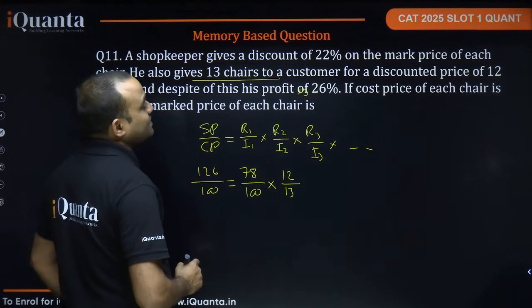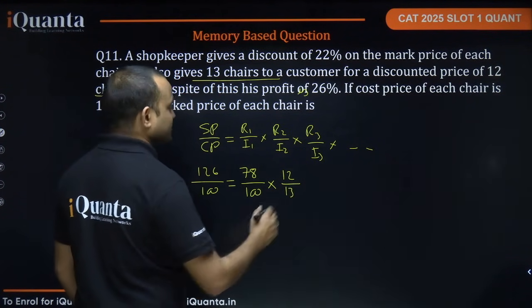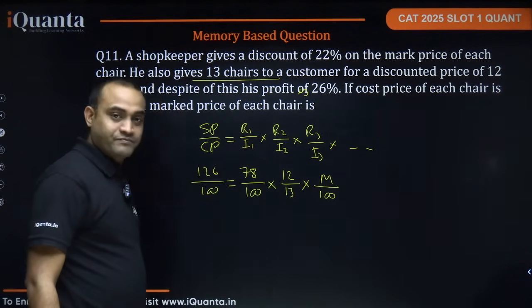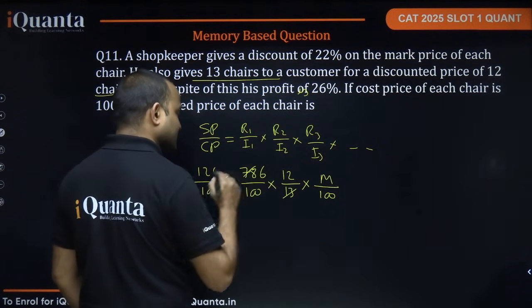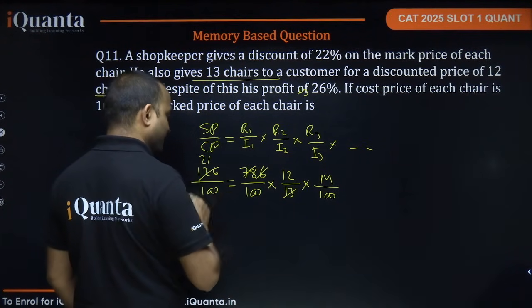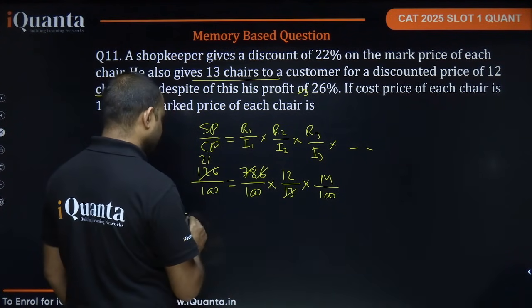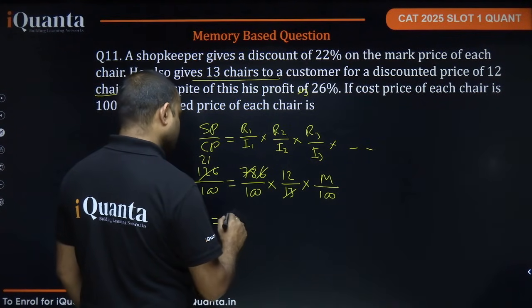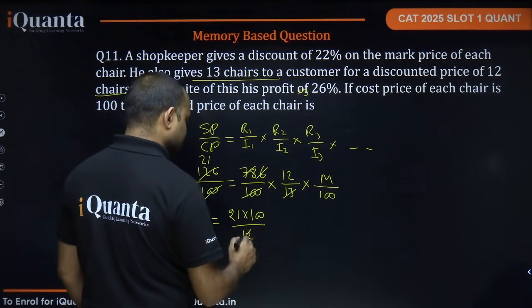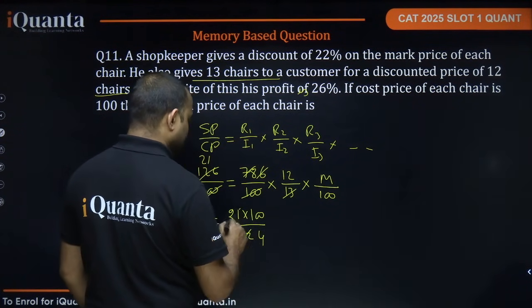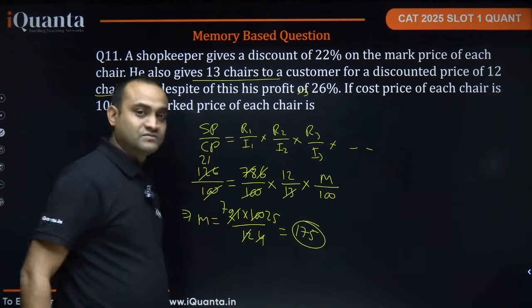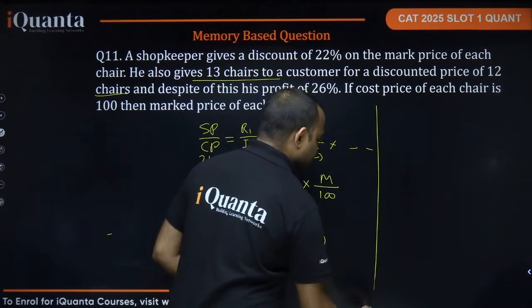So the ratio and the mark price of each chair. Mark price means whatever we are investing, 100 we are investing, and the mark price is M. So 13 into 6, this is 72, and 6 into 21, right? So what are we getting? M will be equal to 21 into 100. This 100 will be cancelled out upon 12. So this is 4 into 3, and this is 7, and this is 25 times. So we are getting 175. That's your answer. We can also solve it in a different way.